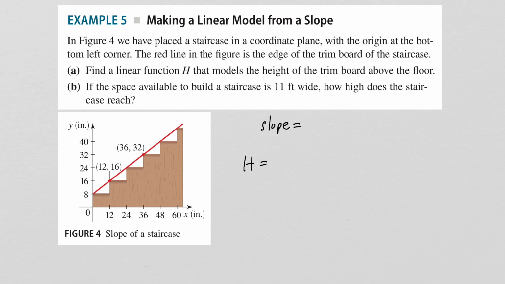To get the slope, we have a couple of points here. We can just use the slope formula. So 32 minus 16 divided by 36 minus 12. And this is going to be 16 divided by 24. And this reduces to 2/3. So the function is going to be h equals 2/3 times x plus 8.